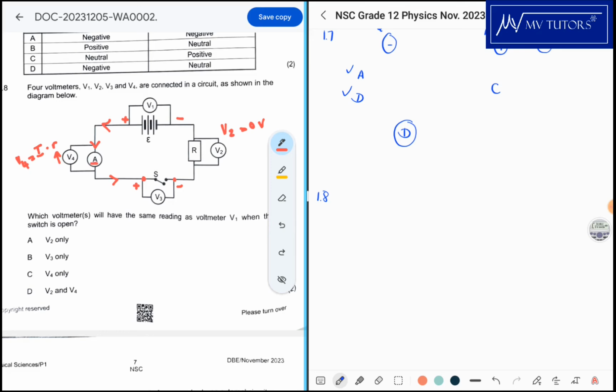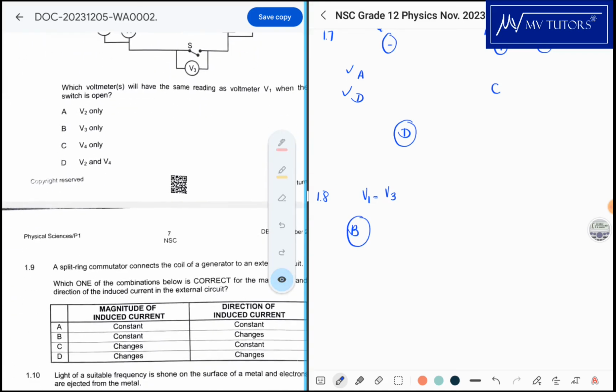So I don't think V1 will be equal to that. But V1 can be equal to V3. Why? Remember, when it comes to parallel connections, the voltmeter readings, the potential difference, is the same for those that are parallel. So V1 in this case would be equal to V3. Tell me what you think. Do you agree or not? So options: A, V2 only, no. V3 only, I would go with that. V4 only, no. V2 and V4 still makes no difference. So I would go with option B.